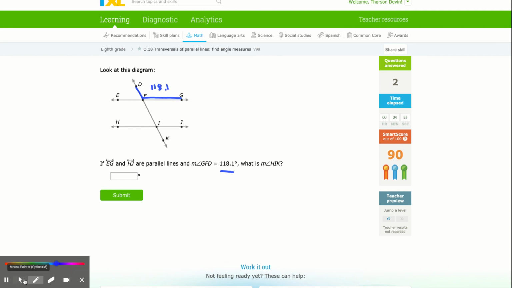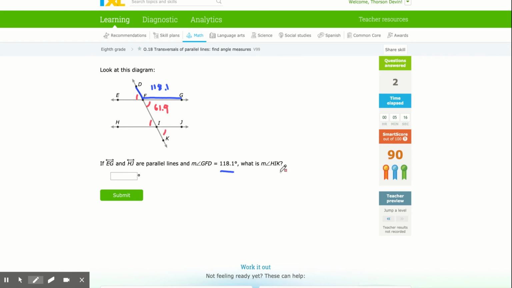So again, I've got to subtract that from 180 to find the small angle measure. And so that's going to be 61.9. And again, you're more than welcome to use a calculator. So all these smaller red angles are 61.9.